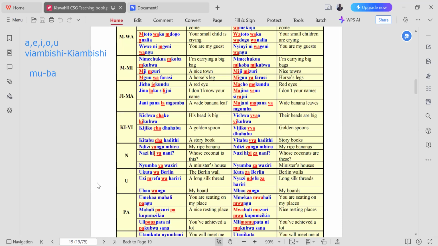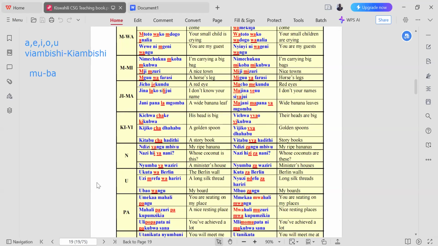So the next classification is Ki-vi, where in singular the word starts with K and I. Then in plural, the K and I are replaced by V and I. So you see, for example, the word kichwa. Kichwa is actually head. But if you have different heads, you call it vichwa.